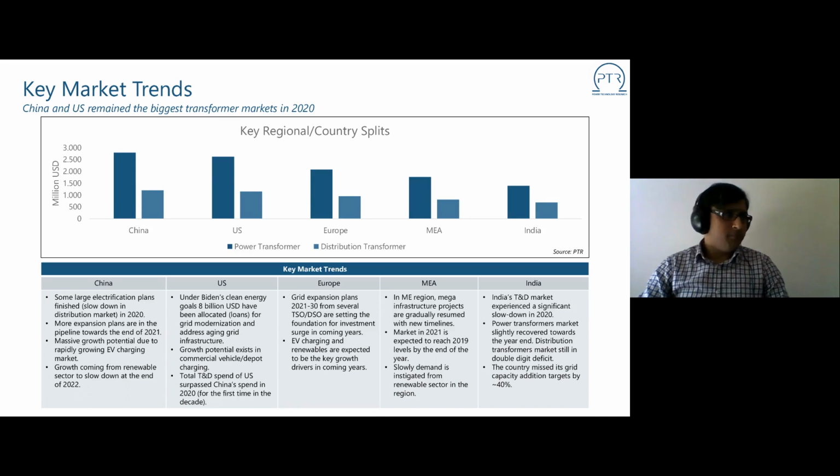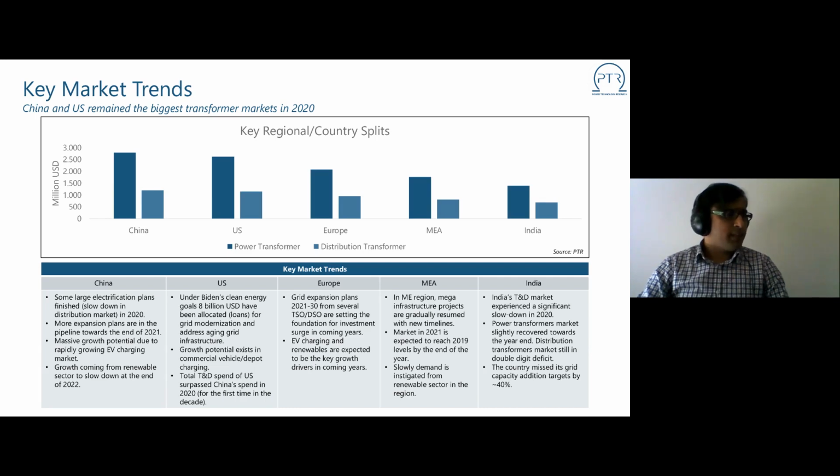In the US, we discussed that renewable was of course a big factor. However, beyond renewable, grid modernization is the main factor which is going to impact the market of transformers for the US moving forward. Under the new administration's clean energy goals, $8 billion has been allocated for loans dedicated to grid modernization and access to grid modernization equipment for its power grid. And then finally, there is a problem the US power grid has been coping with for a long time now, which is the aging grid infrastructure. That part of the money is also supposed to address that topic.